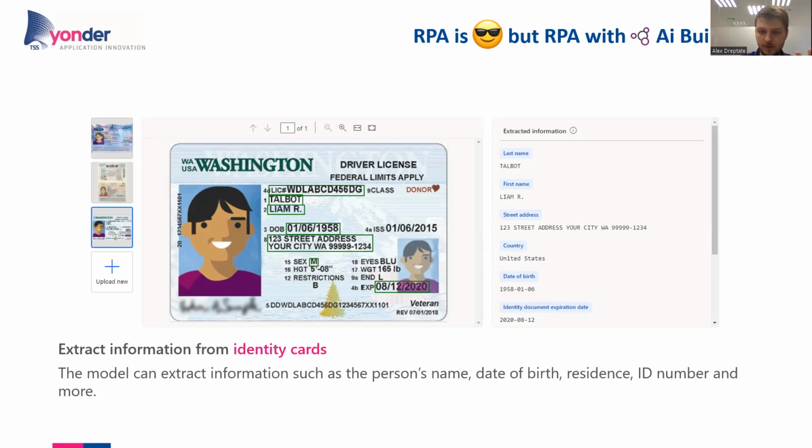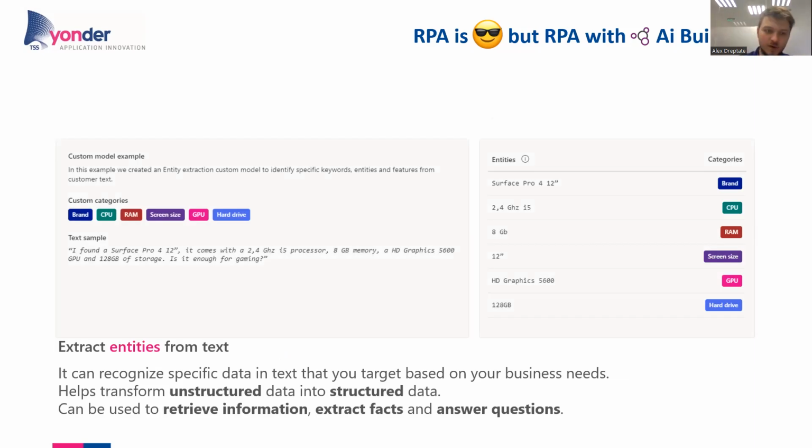And you can customize this depending on your country or language. Of course, if you train a custom model for your specific documents. Another cool thing that you can achieve with AI Builder integrated into a robot is extracting entities from a text.